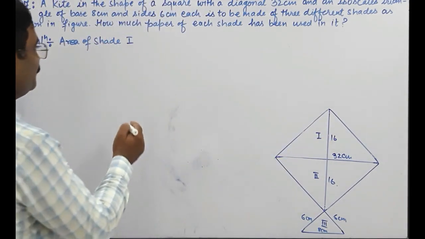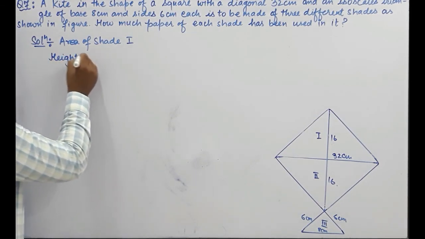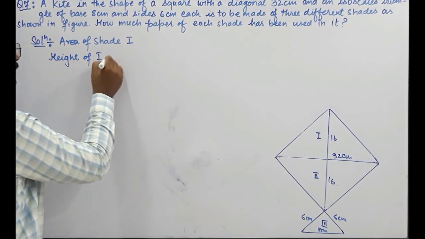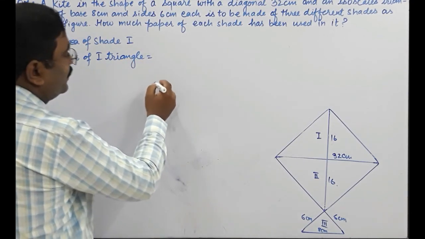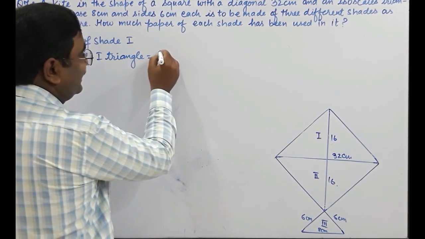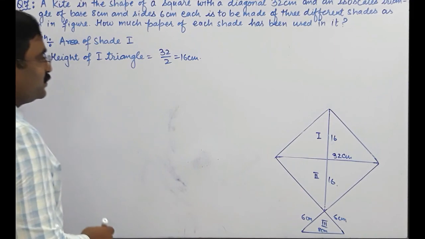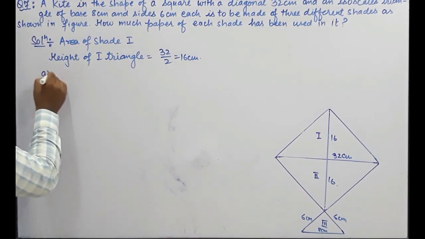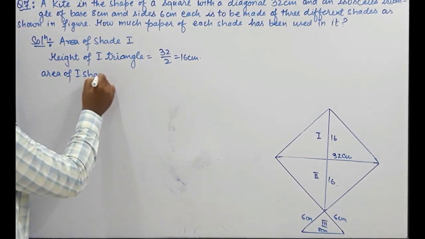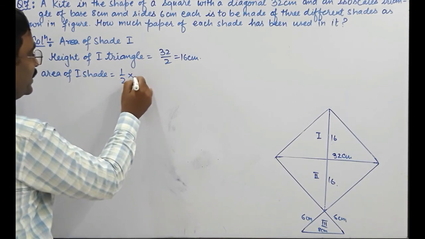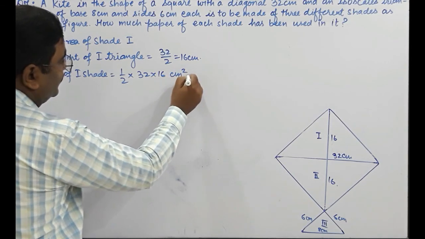So the height of the first triangle is equal to half of this diagonal, 32 upon 2 centimeter, which is 16 centimeter. So the area of the first side is half into base, base is 32 centimeter, into height is 16 centimeter square.